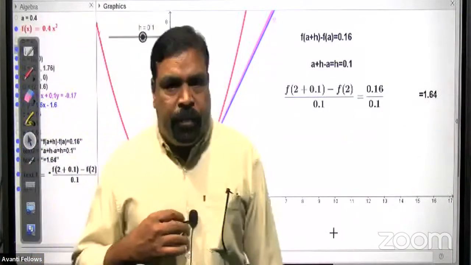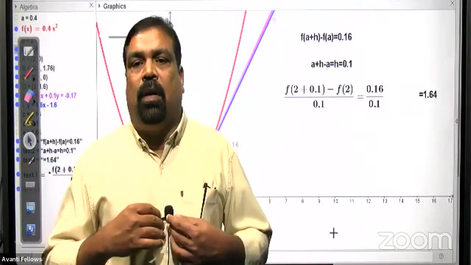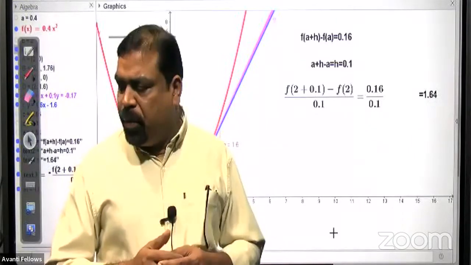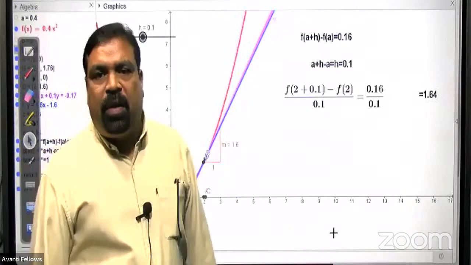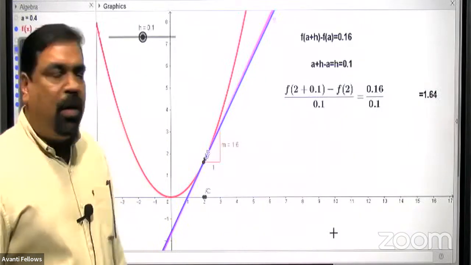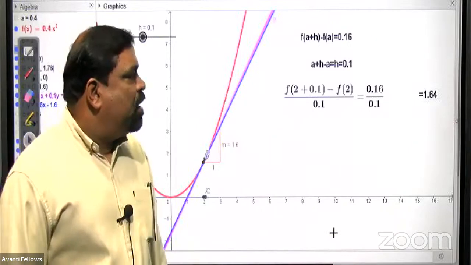Okay, children. Welcome back. So far, we are discussing the differentiability of a function. I have shown you the geometrical interpretation through a graphical presentation. Geometrically, the derivative of a function at a point is the slope of the tangent at that point.